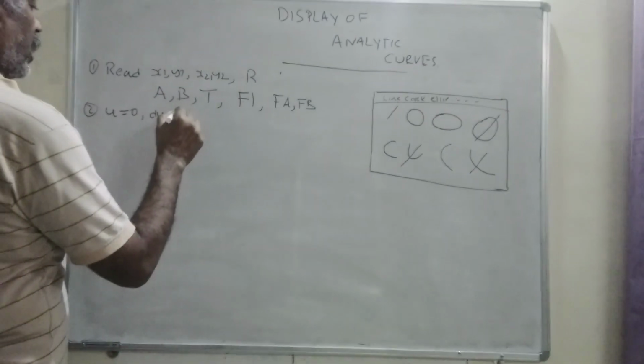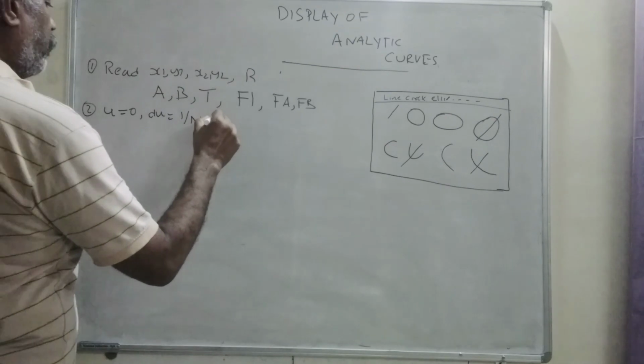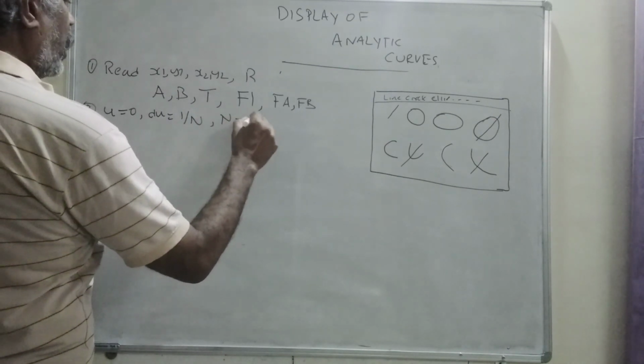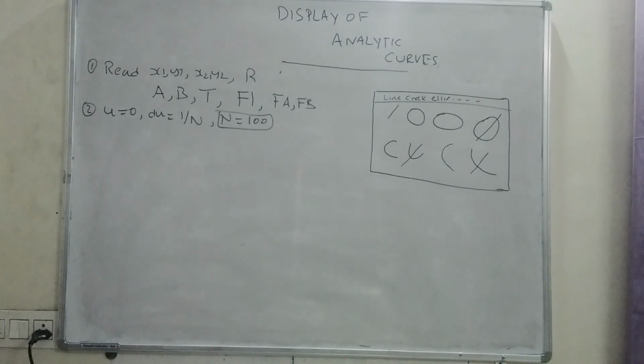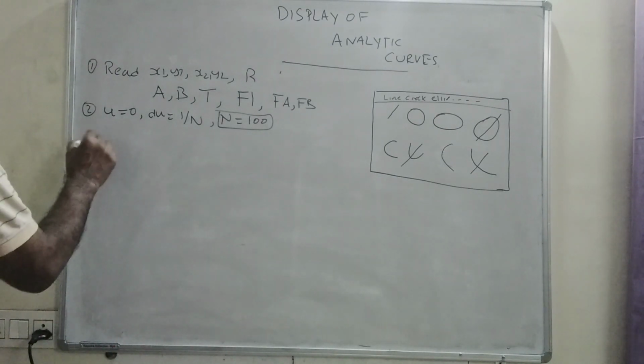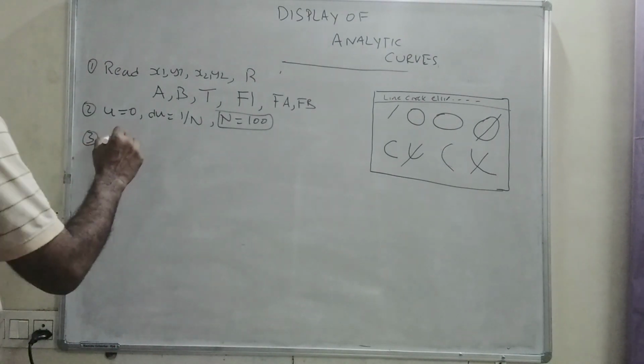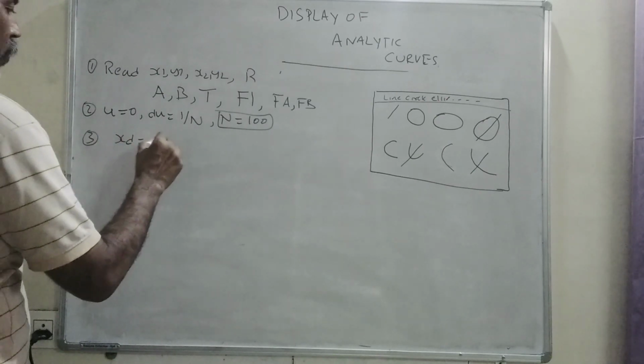So here you have to write 2 loops to complete all these equations. In the first loop, you have to initiate u is equal to 0, and du is equal to say 1 by n, and n may be equal to say some 100. Okay, and then third, determine xd. xd is equal to say 400.